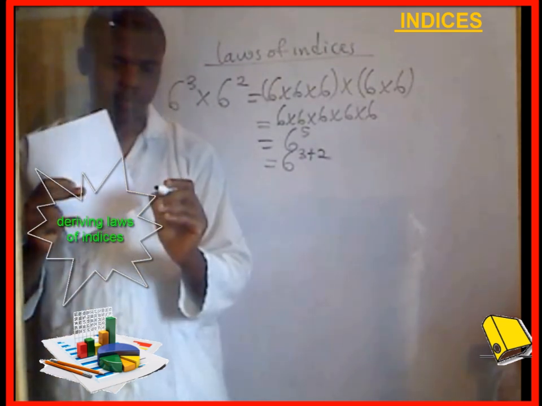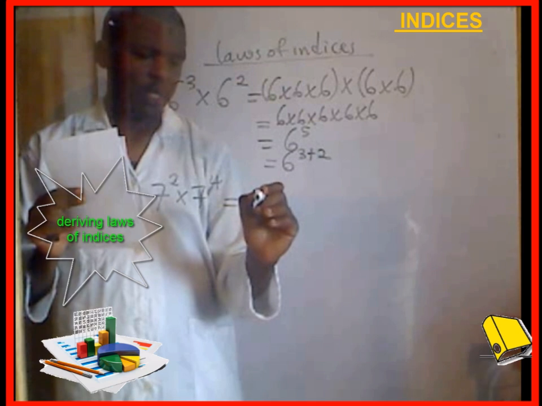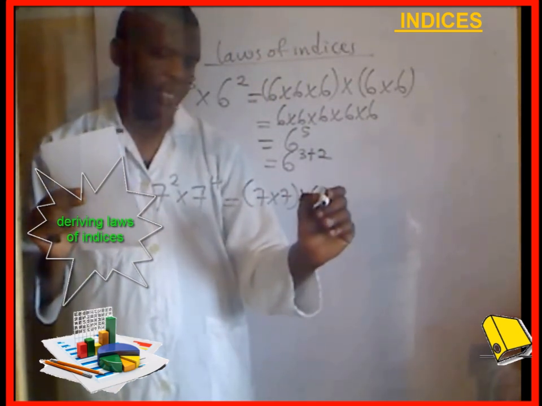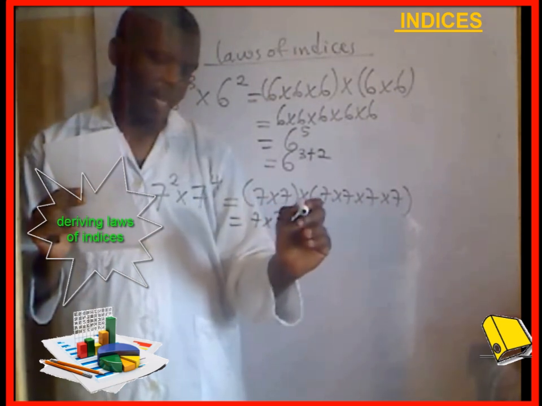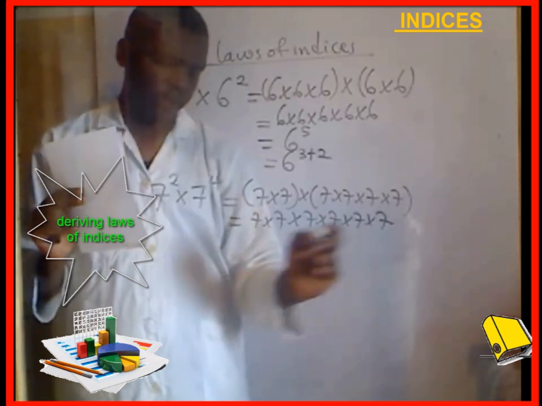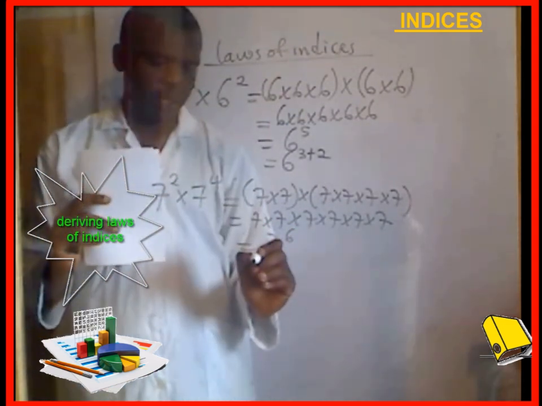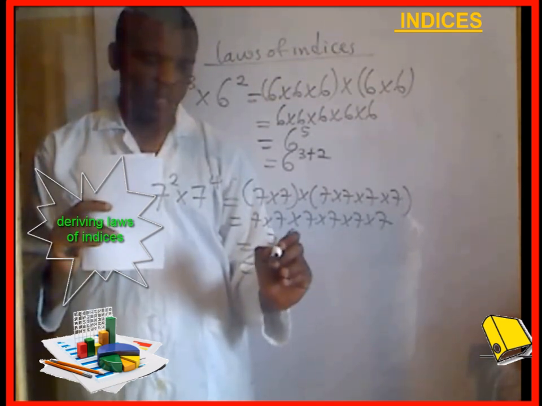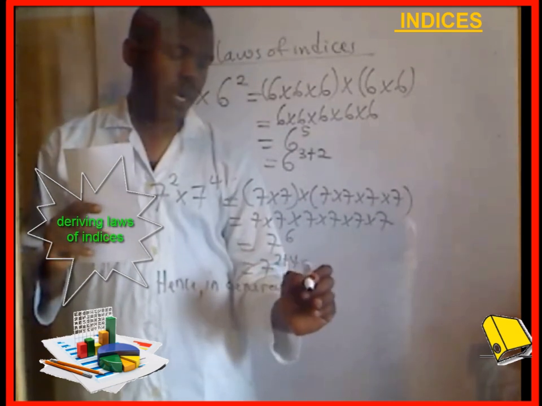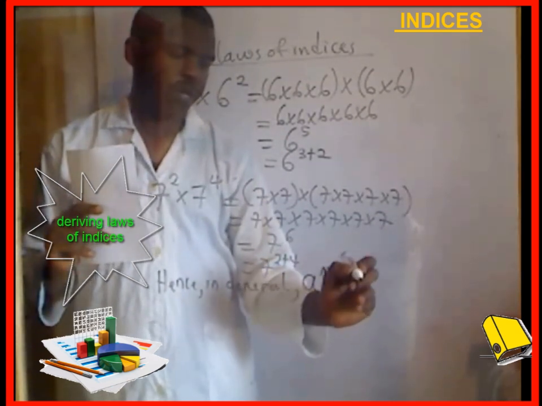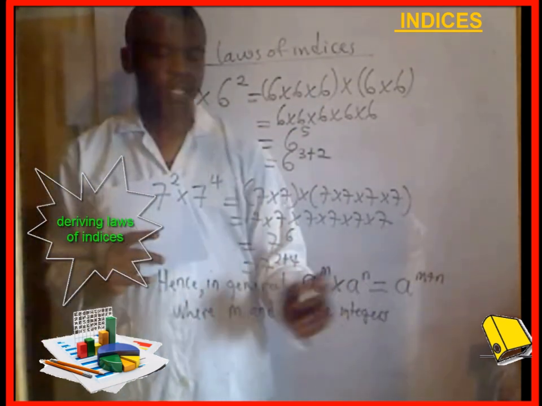Let's try another one. 7 raised to the power 2 times 7 raised to the power 4. This will give us 7 times 7 times 7 times 7 times 7 times 7. This will be equal to 7 to the 6th. How do we get 6 from these two indices? This is 7 raised to the power 2 plus 4. Hence, in general, a raised to the power m times a raised to the power n will give us a raised to the power m plus n, where m and n are integers.